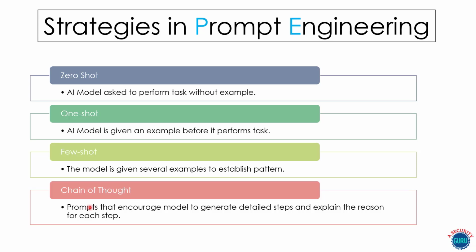Now, based on your requirement, you can use any of these strategies and get the desired output from these AI systems. In the next lecture, we will do a live demo with ChatGPT, where we will use zero shot, one shot, few shot, and chain of thought strategies to achieve various QA engineering tasks and also automation engineering tasks.